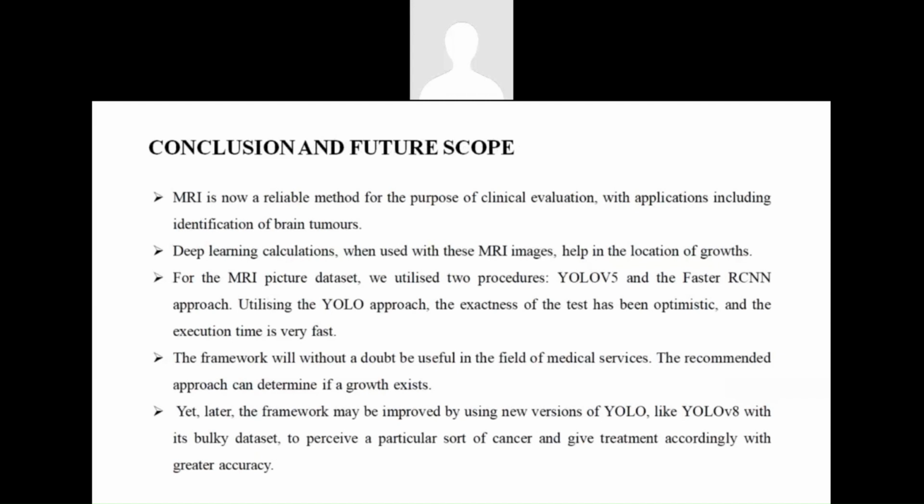For future scope, we are yet to decide on the new versions of YOLO or some advanced technologies, like rather than choosing Faster RCNN, we can choose MobileNet, U-Net, etc. Or we can take a bulky data set and we can test and train on it. For future scope, we are suggesting you to do it on YOLO V8 and YOLO V7.